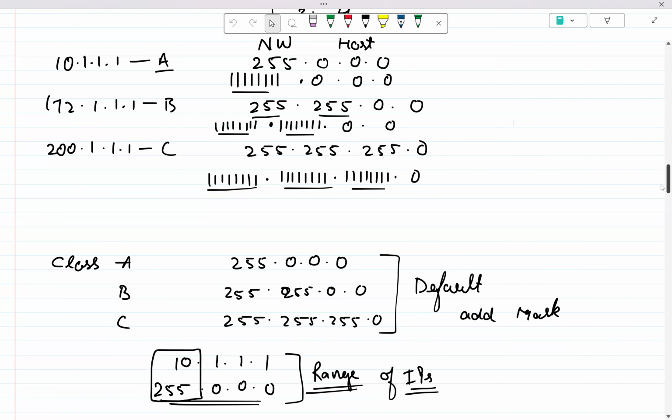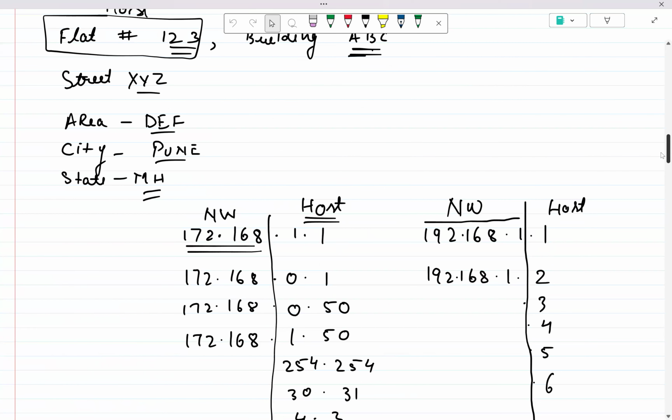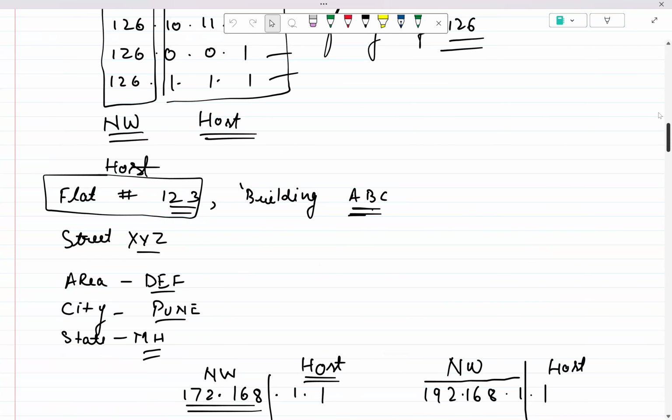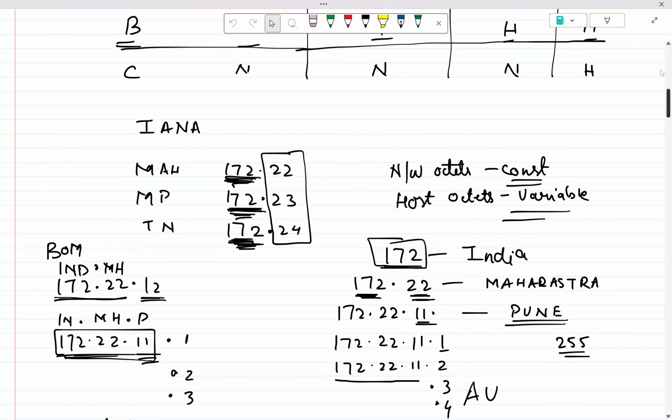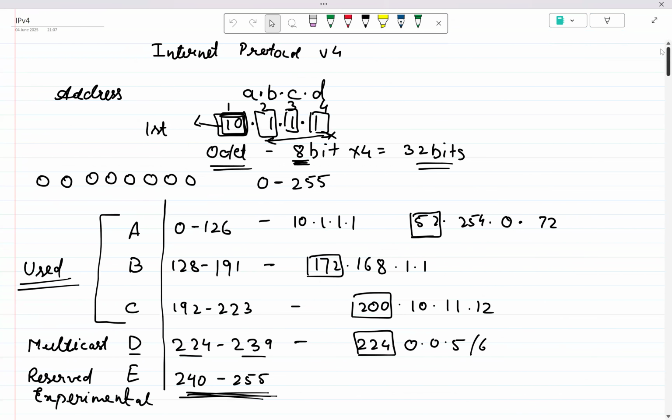All right. So in the last session, we started with IPv4, right? So we started with the discussion of IPv4. How many classes are there? We have class A, B, C, and we discussed that the classes are defined based on the number in the first octet of an IPv4.